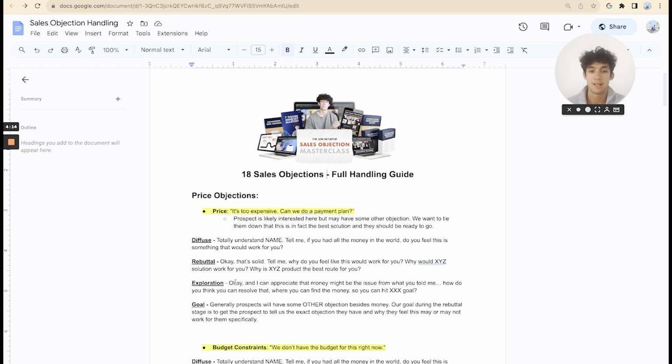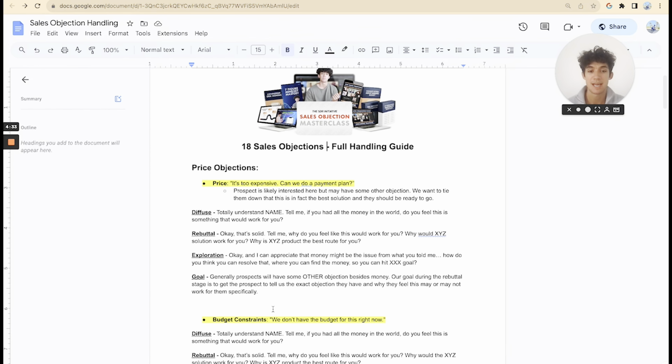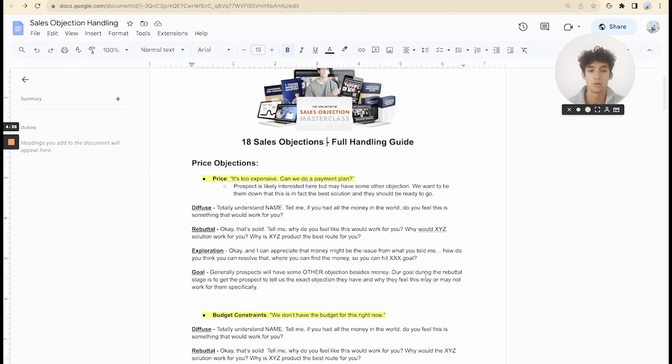So then right here, let's say the prospect says, yeah, XYZ product would be great, etc. And then in this case, I'll say, gotcha. And then I can appreciate money might be the issue from what you told me. How do you think that we can resolve this so you can find the money so you can hit XXX goal, right? So right here, prospects will have some other objection besides money. And our goal during the rebuttal stage is to actually get the prospect to tell the exact objection they have and why they feel that this may or may not work for them specifically, right?